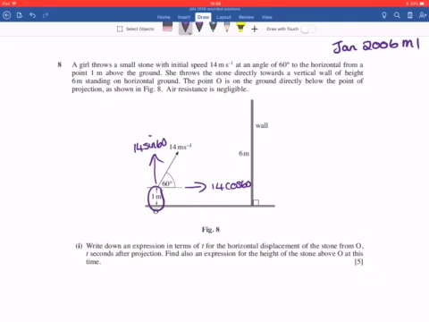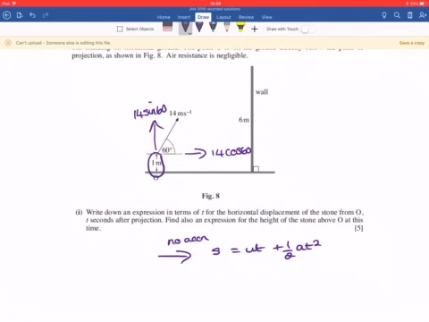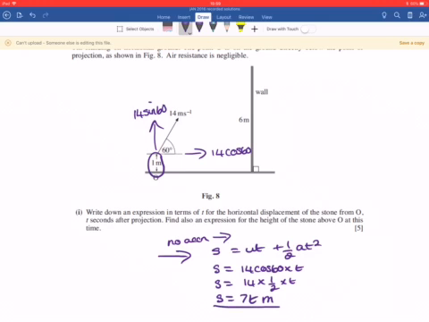Okay, write down expression in terms of t for the horizontal displacement from the stone and also the height of the stone above O at this time. So, S equals ut plus a half at squared in the x direction. We know that there is no acceleration in the horizontal direction. So S equals, well, u is 14 cos 60 times t, and then as acceleration equals 0, the last part just disappears. So we've got 14 times a half t, so S equals 7t metres in the horizontal direction.